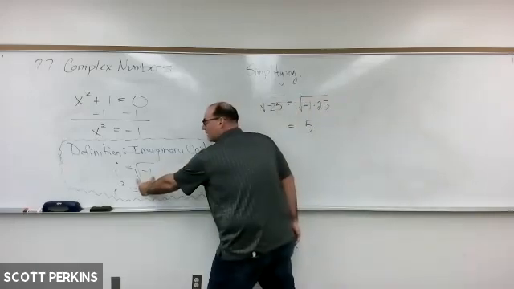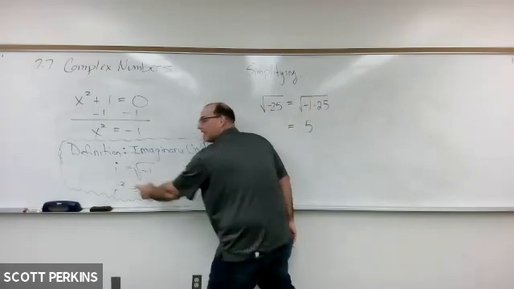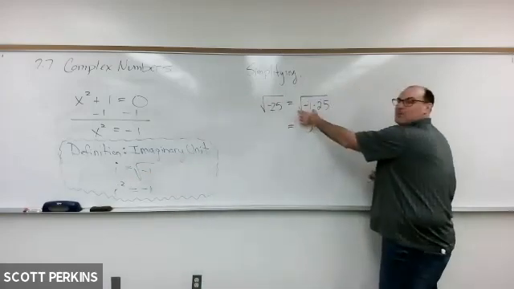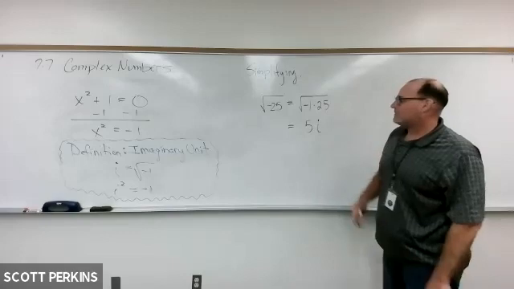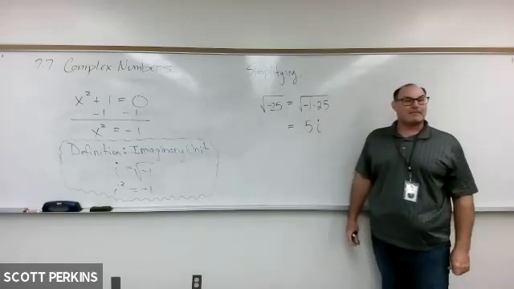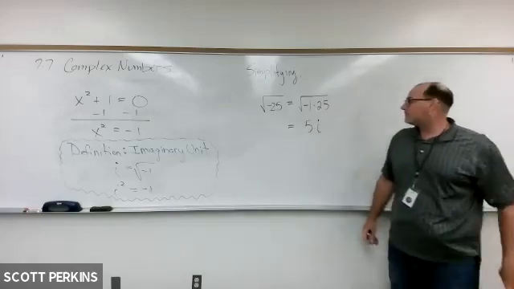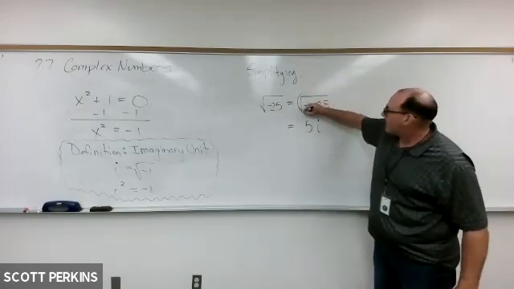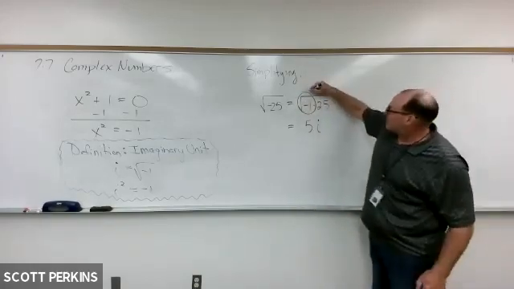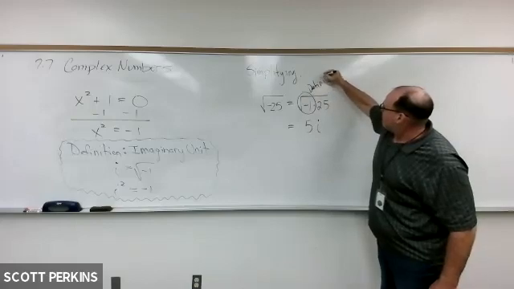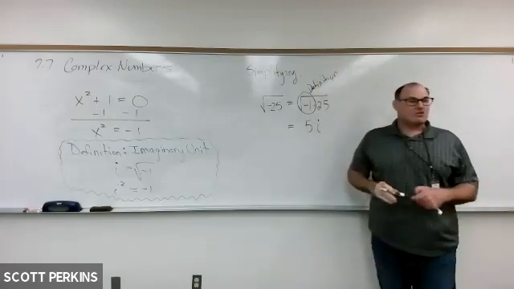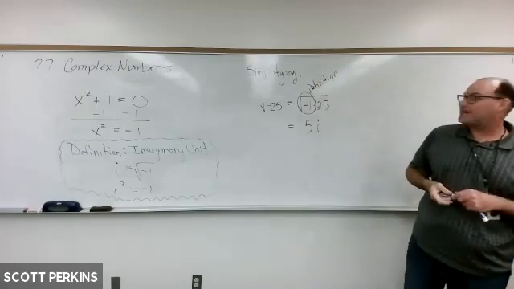The square root of negative 1 is defined to be I. So anytime you see a square root of negative 1, you are then going to write I. So the answer to this is 5I. This part right here is just the definition. Square root of negative 1, anytime you see it, is I.